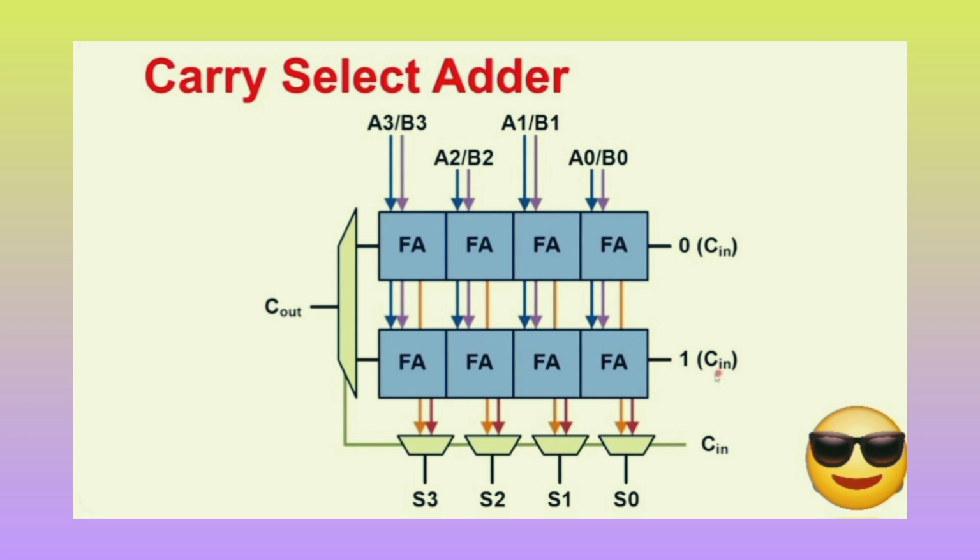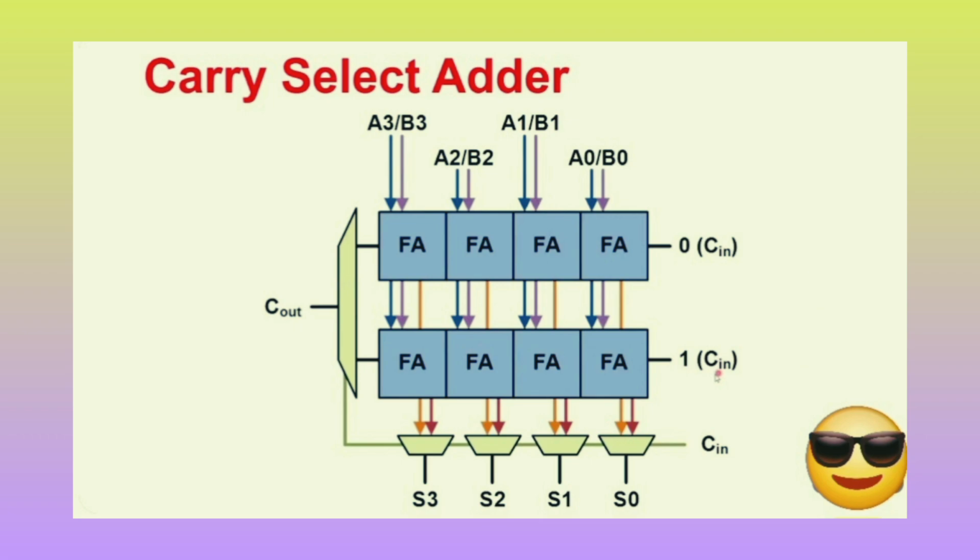The carry select adder breaks this linear dependency. It does so through a straightforward but powerful observation. The carry into any group of bits is always either 0 or 1. There are no other possibilities.